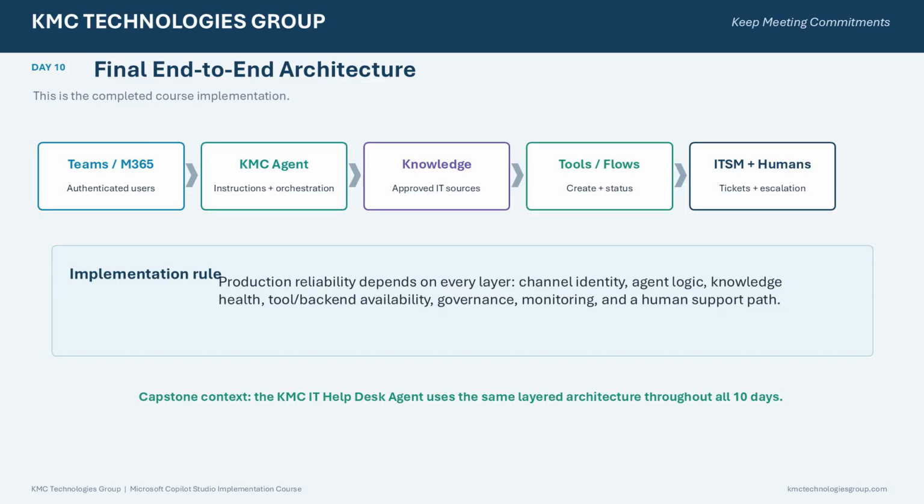This is the complete end-to-end architecture we have built. Employees enter through Teams or Microsoft 365 using authenticated identities. The KMC agent applies its instructions and orchestration rules. For policy and how-to questions, it retrieves information from approved enterprise knowledge. For transactional requests, it invokes controlled topics, tools, and agent flows. The ITSM backend stores and retrieves ticket information. And security incidents or other cases requiring human support are routed through an approved escalation path. Production reliability depends on every one of these layers working together.